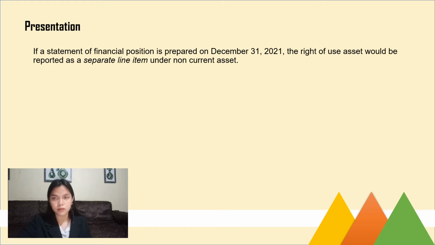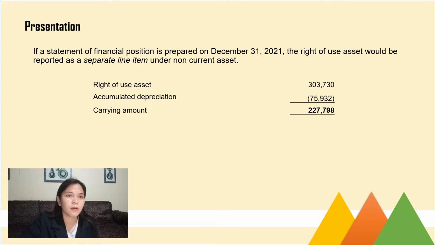So, yun nga. So, right-of-use asset amounting to 303,730 less the accumulated depreciation na 75,932, we will have the carrying amount of 227,798.